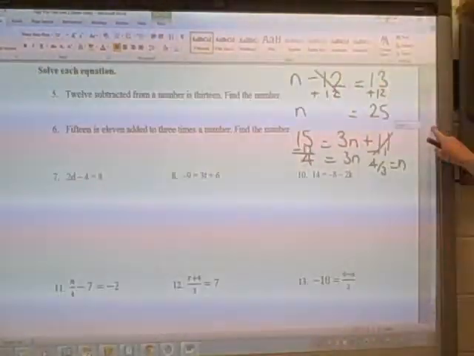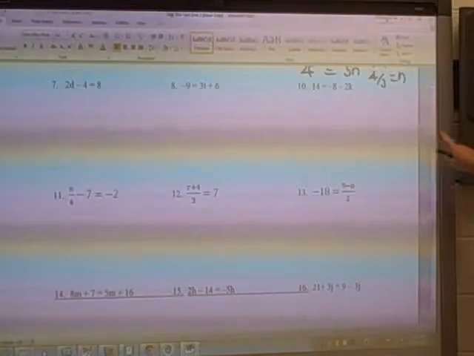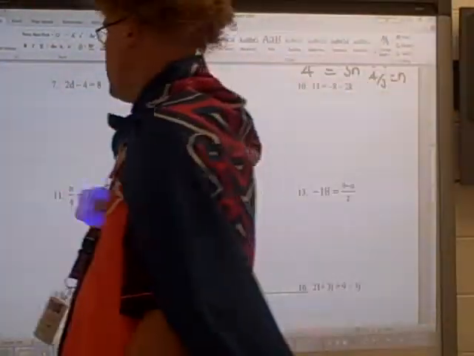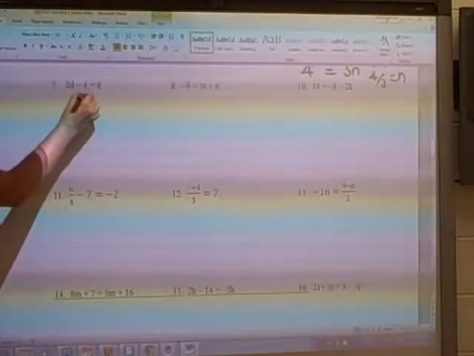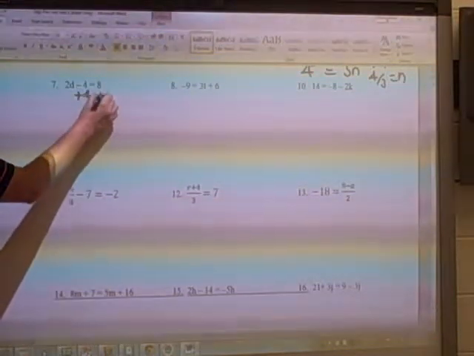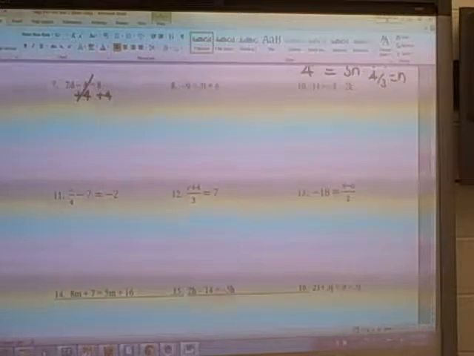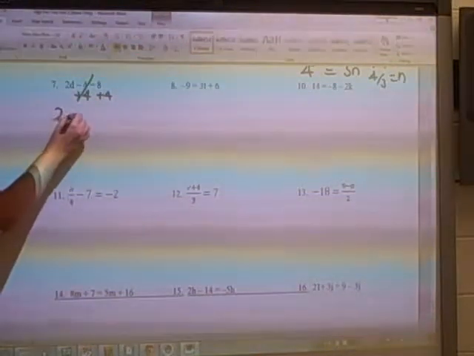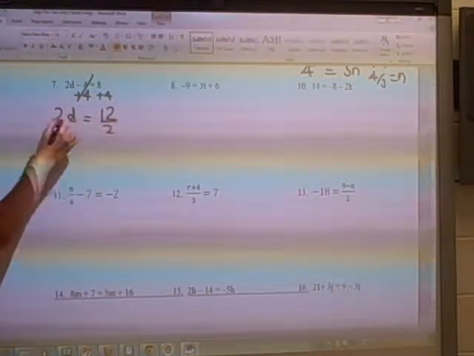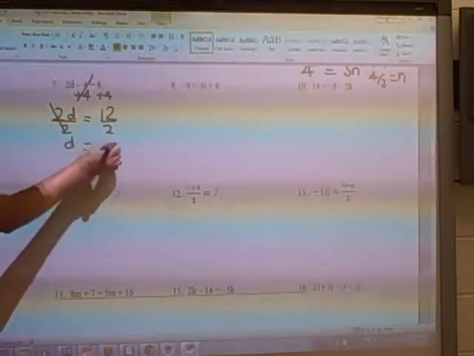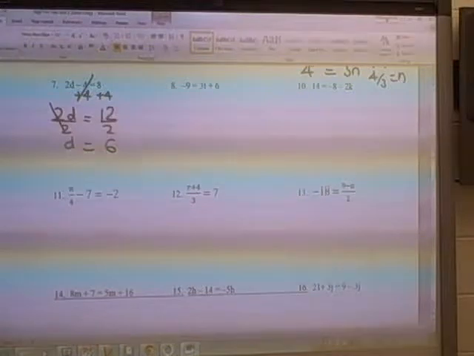Okay, let's scroll down and look at some of the other equations we have to solve. So this time they're already written out for us. So doing a few opposites here. Instead of subtracting 4, I'm going to add 4 to both sides. That's going to cancel on this one. And it's going to leave me with 2d equals 12, and then if I divide both sides by 2, 2's cancel here, and d just equals 6.